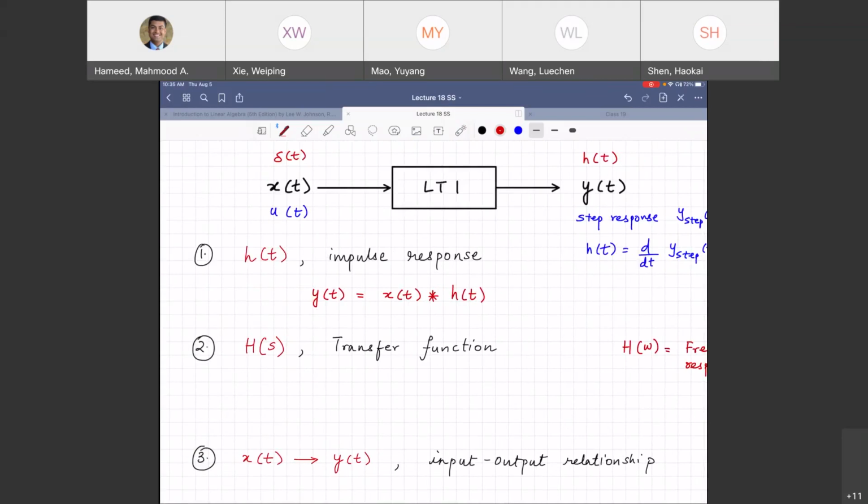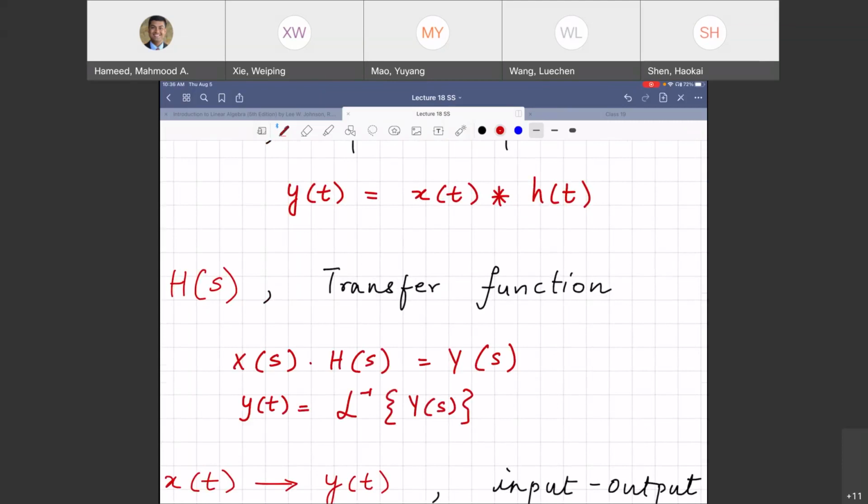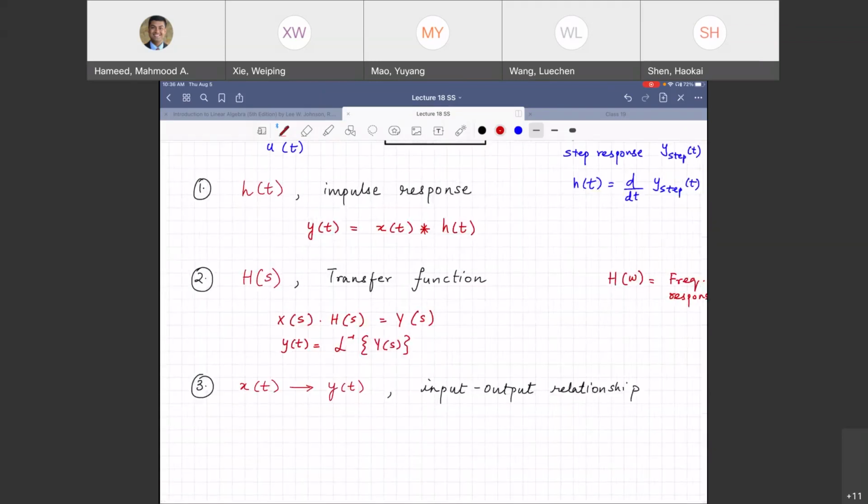So using h of s, can I find out the output? Yeah, I can do that. If I know x of s, if I multiply that with h of s, I will get the output in the Laplace domain. Then I can take the inverse Laplace transform of y of s to get my output, right? So multiplication in the Laplace domain is the same as convolution in the time domain, and then do the inverse Laplace, which involves partial fractions and then using standard Laplace transform pairs, right? So that's your third method.